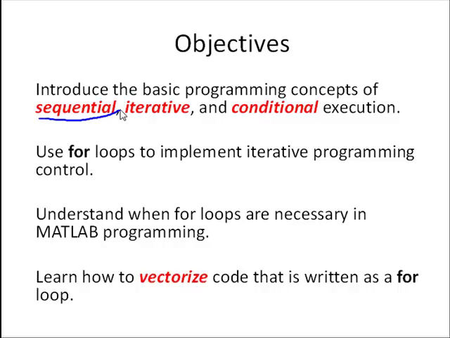Sequential programming, this is basically what we've been doing all along. We'll use for loops to implement iterative programming control and understand when for loops are necessary in MATLAB, which is not nearly as often as in another programming language, and learn how to vectorize code that is written as a for loop. And we will obviously learn what that term vectorize means and why it's important.